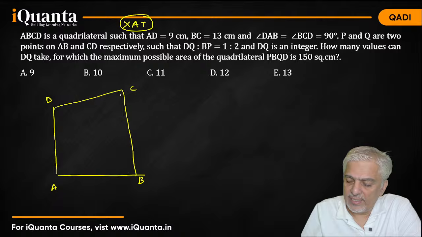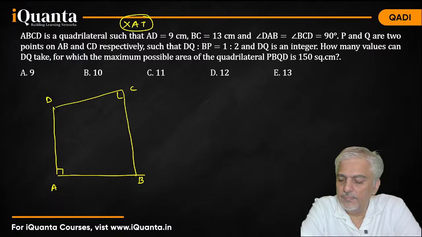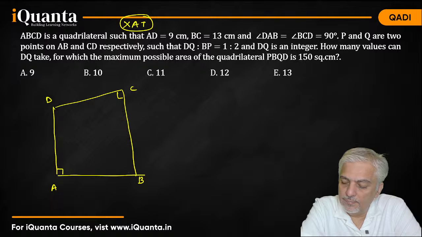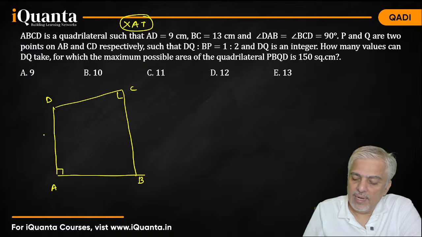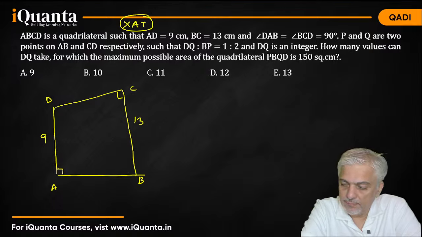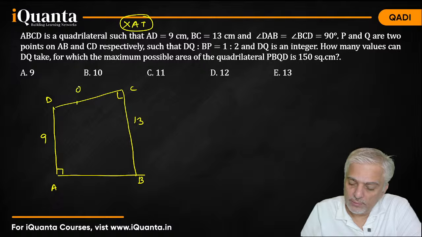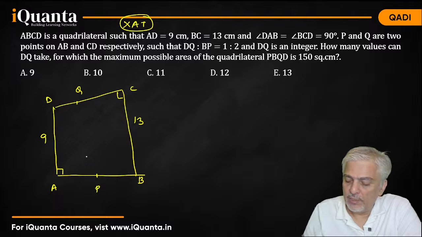Something like this is your diagram where this angle and this angle are 90 degrees. AD is 9, BC is 13. And there's a point Q over here, which is in the ratio 1:2 with a point P over here. That means if this is X, this is 2X.